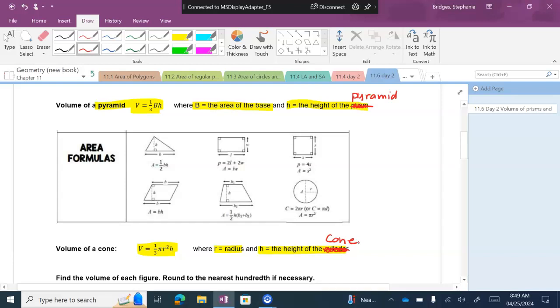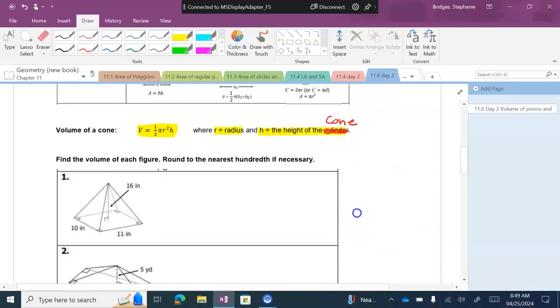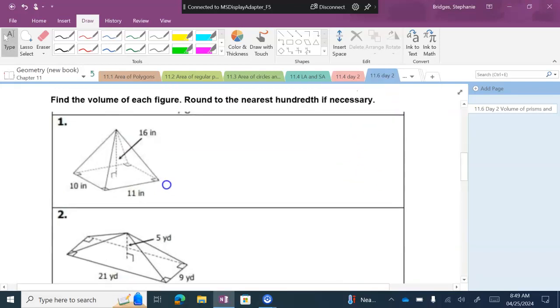Okay. So we have the area formulas again, just in case you need them as we go through these. You will have all of these on your test. I'll give you a big formula sheet to use. So we're going to start with the first one, pyramid or cone?